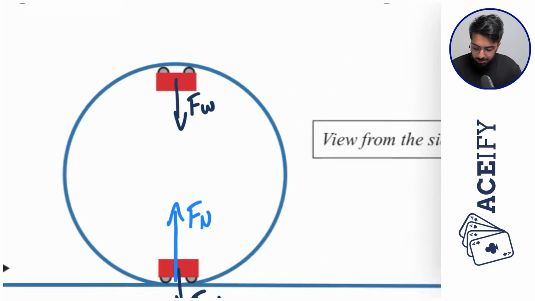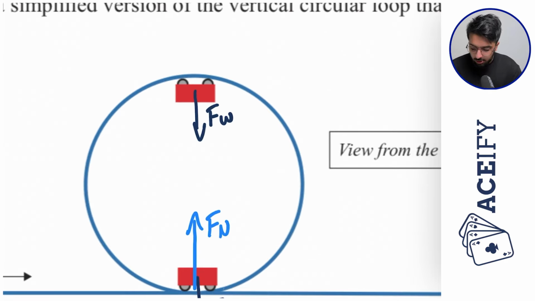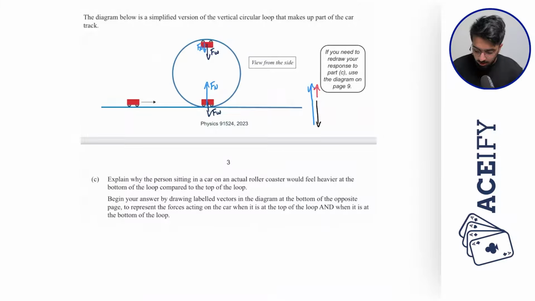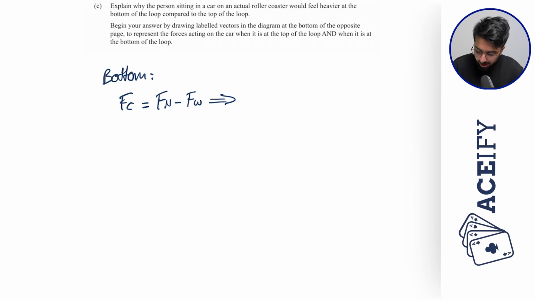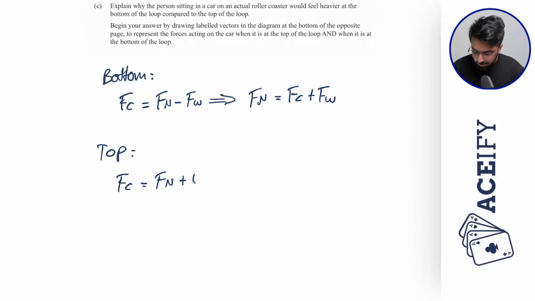Now, on the top scenario, the weight force is actually acting towards the center of the circle, and therefore it can provide some of that centripetal force. And so the normal force in this case is allowed to be much smaller. And so putting these diagrams into words, we can say at the bottom, our centripetal force is equal to the normal force minus the weight force, okay? And therefore, our normal force is equal to the centripetal force plus the weight force, okay? And at the top, our Fc is equal to our normal force plus the weight force, okay? And therefore, our normal force is equal to our Fc minus our weight force.